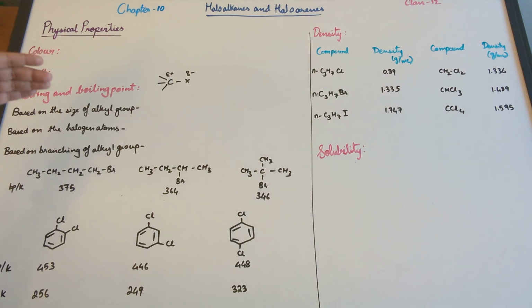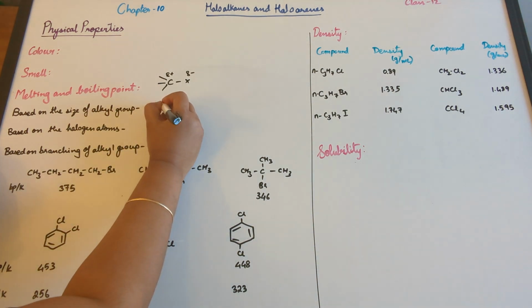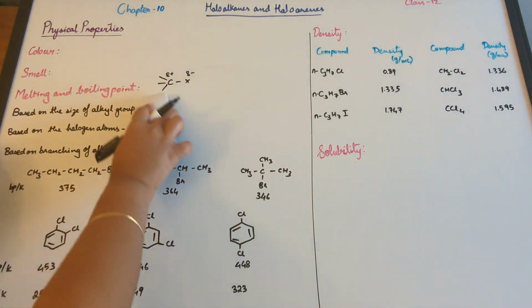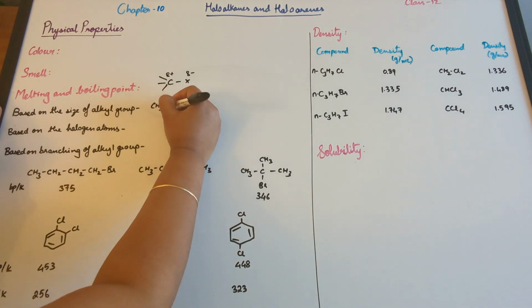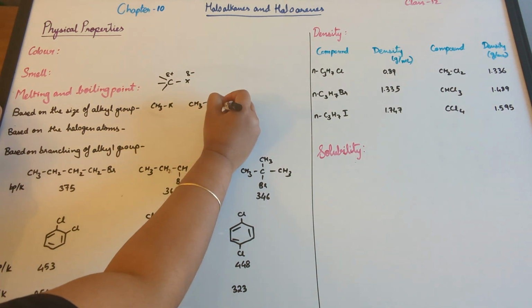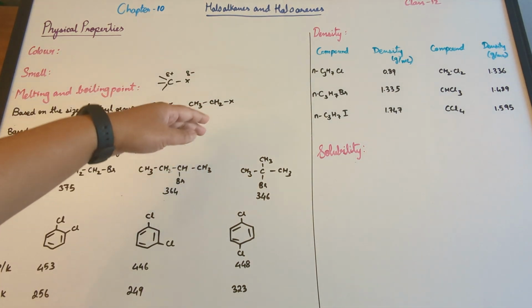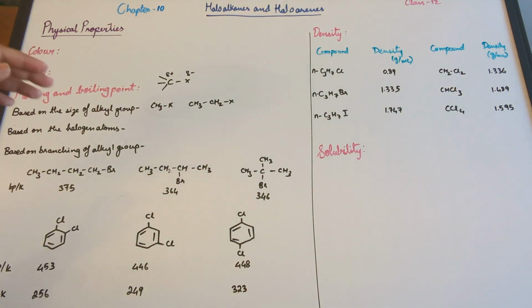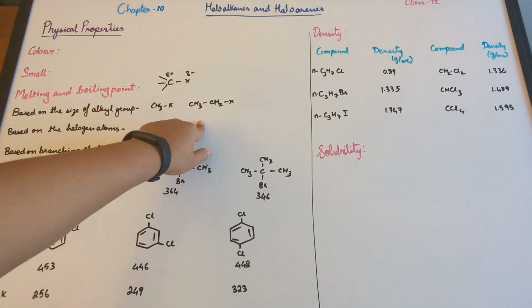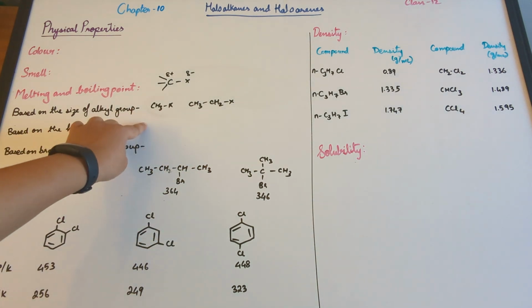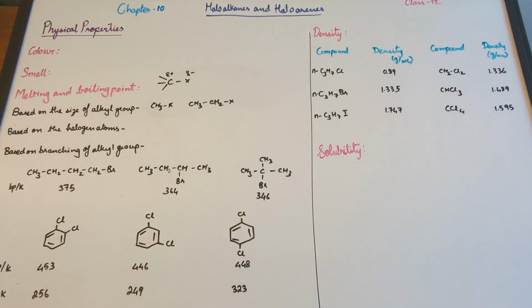Now, the first factor is based on the size of the alkyl group. When you have more carbon atoms, I'm going to write the chain itself. So let's say we have CH3X, and CH3CH2X. Here X is a halogen, and this one is a methyl halide, and this is an ethyl halide, like bromoethane or chloroethane. So this particular molecule has 2 carbon atoms, whereas this one just has 1. Because of the difference in chain length, there will be a difference in terms of the van der Waals as well as the dipole interactions.